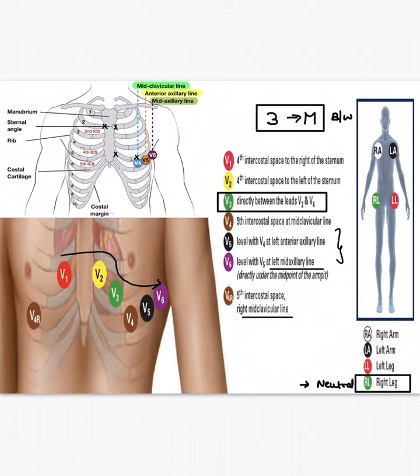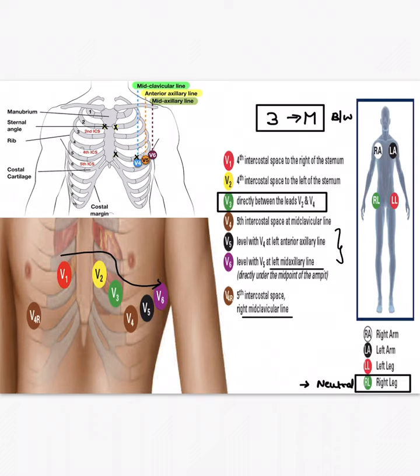Now coming on to where V3 is placed. V3 is actually placed between V2 and V4. Now think, if someone asks you where V2 is, that is placed on the fourth intercostal space to the left. And V4 is in the mid clavicular line, fifth intercostal space. And you have one more, that is V4R, the fifth intercostal space in the right mid clavicular line.